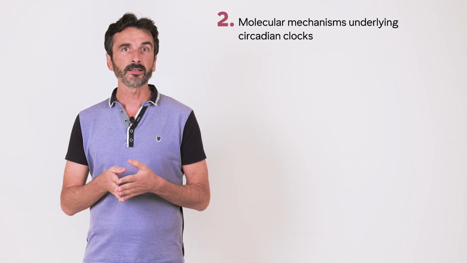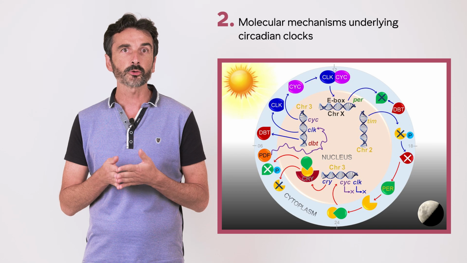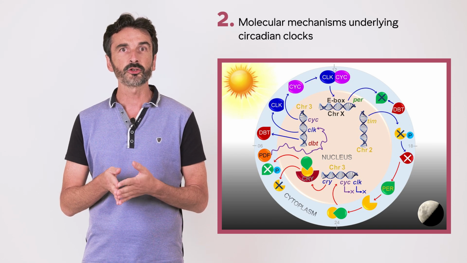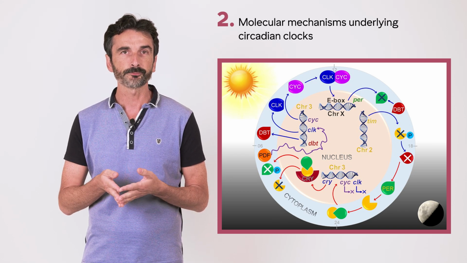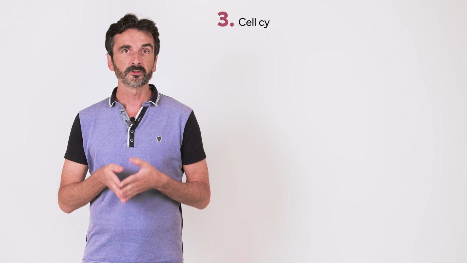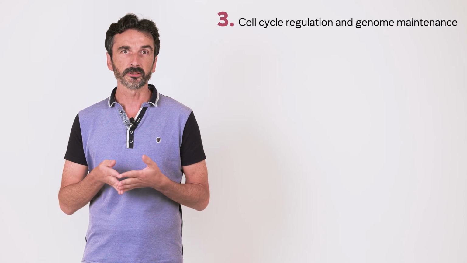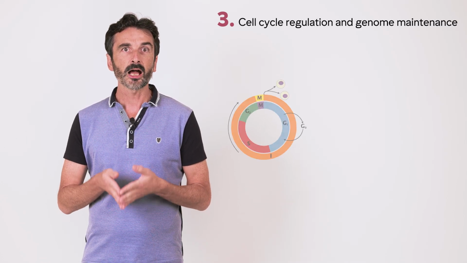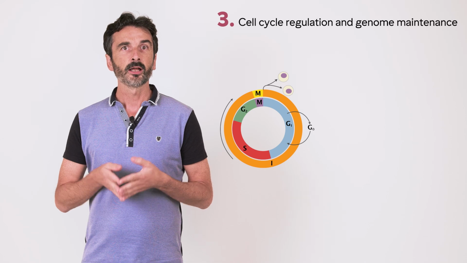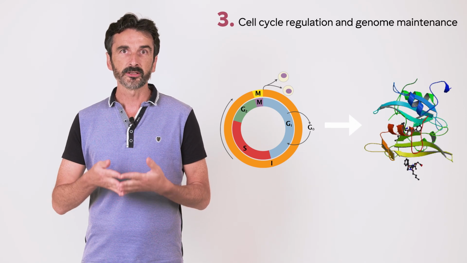The second part will treat the molecular mechanisms underlying circadian clocks and show how so-called clock genes regulate physiological responses and behavior. The third part focuses on cell cycle regulation and genome maintenance. The students will learn how cells commit to the cell cycle and coordinate with the mechanisms of DNA repair.